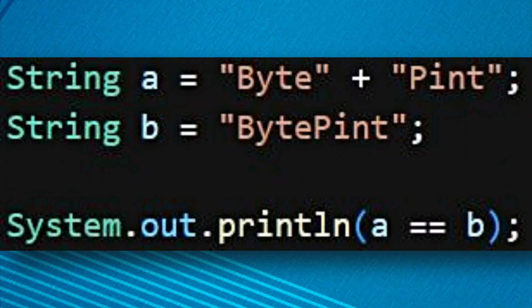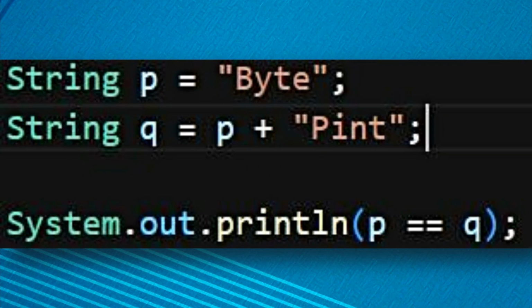In example 1, Java sees "byte" plus "pint" at compile time and says, hey, that's just "byte-pint". So both A and B point to the same string object in memory. When we use double equals, we're checking if they are the same object. And they are. But in example 2, everything changes.